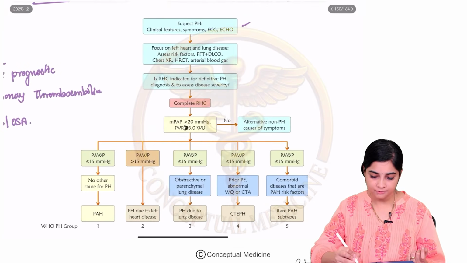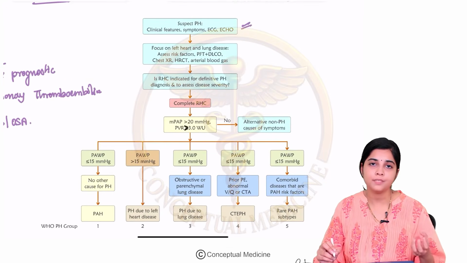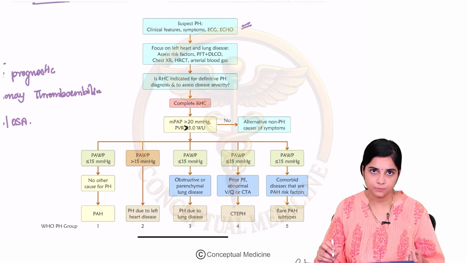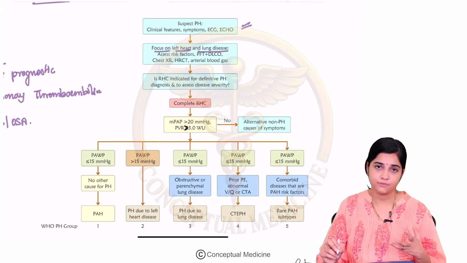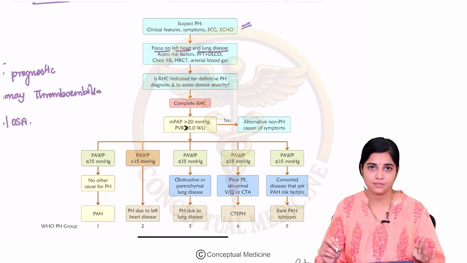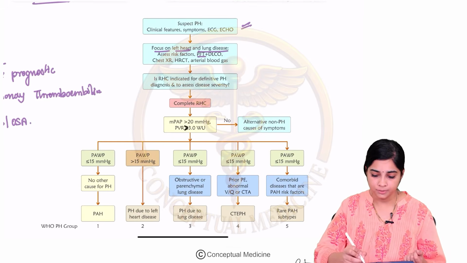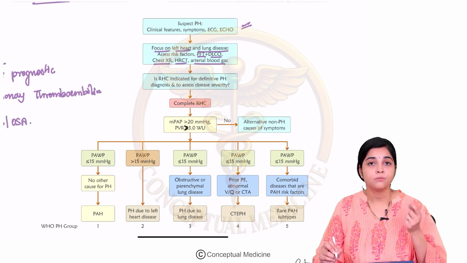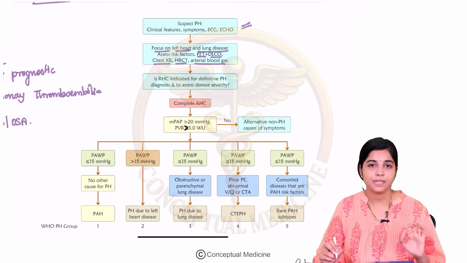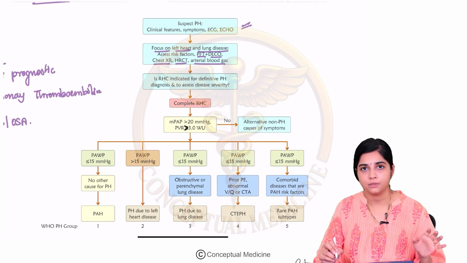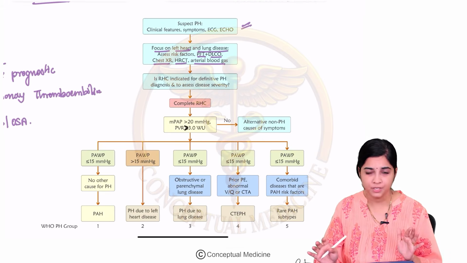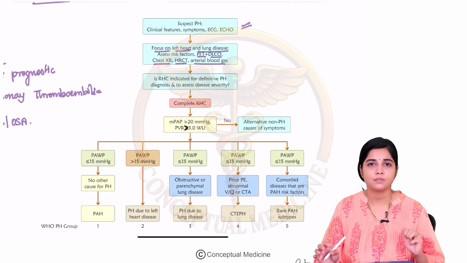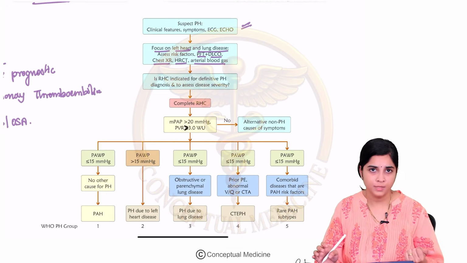So first, if you suspect PH, you look at the symptoms, you look at the ECG, you look at the echo. Then your predominant focus should be on the left heart and lung disease. You assess for risk factors: is this because of a left heart disorder, is this because of a lung disease? You do a PFT, DLCO, chest X-ray, HRCT, ABG. So whenever you diagnose pulmonary hypertension, especially after the advent of echocardiography, you do not have to right away jump into a right heart catheterization.